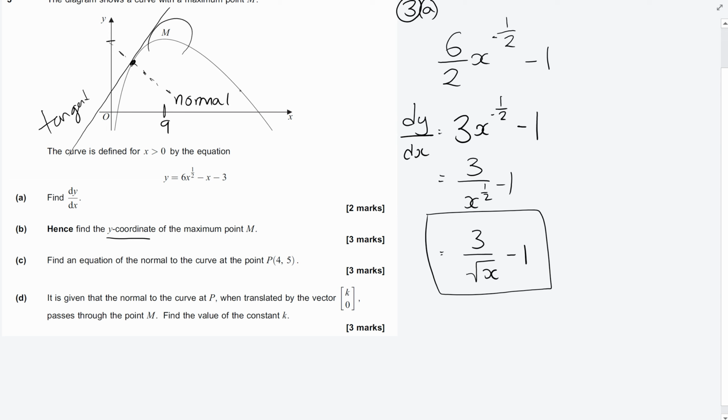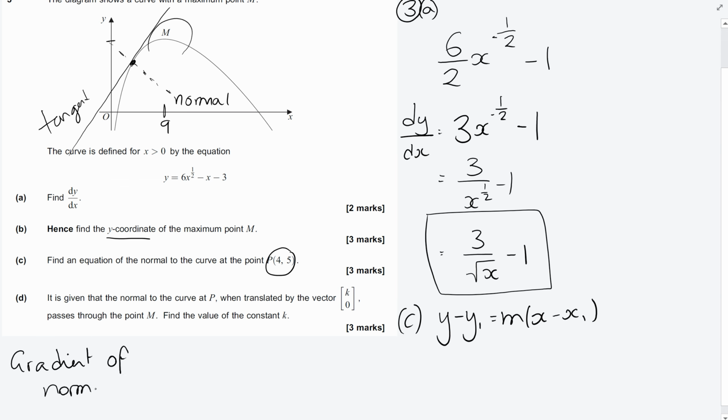So what do I need to know? I need to know the gradient and I need to know a point, because if I'm doing part C, I want to be using my formula y minus y1 equals m times x minus x1, because that's the way in which I find the equation of a line. I know my y1 and my x1, they are the point P. I just need to know m, the gradient of the normal. The gradient of the normal is the negative reciprocal of the gradient of the tangent.